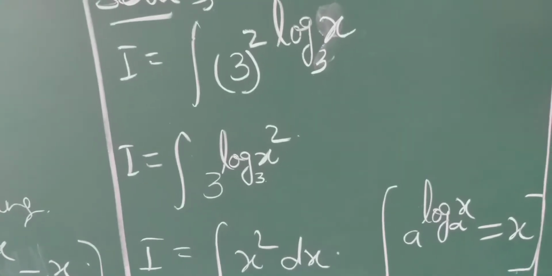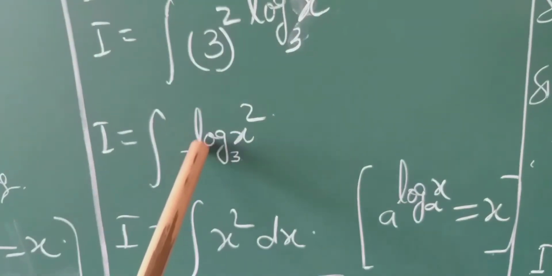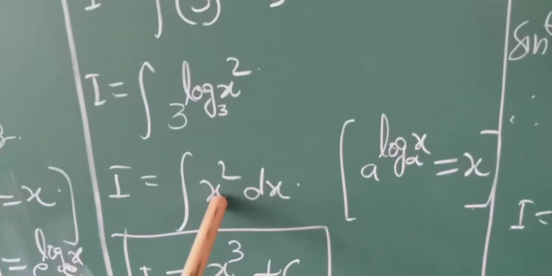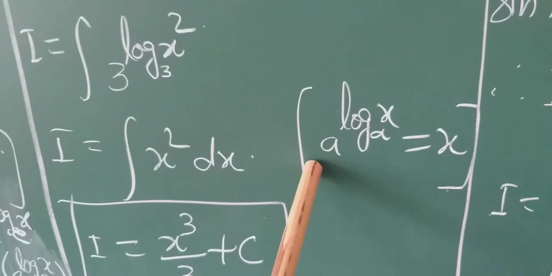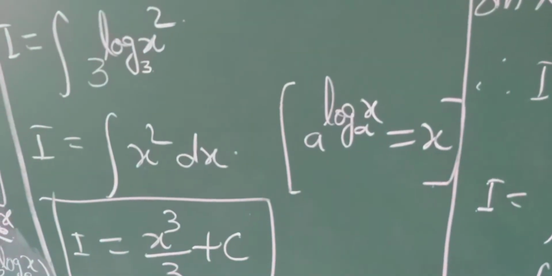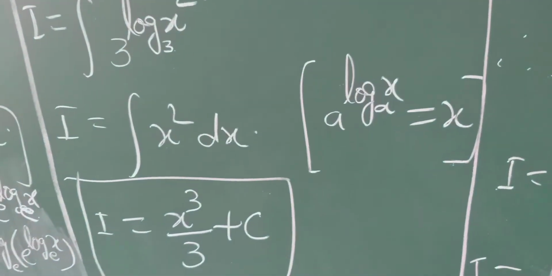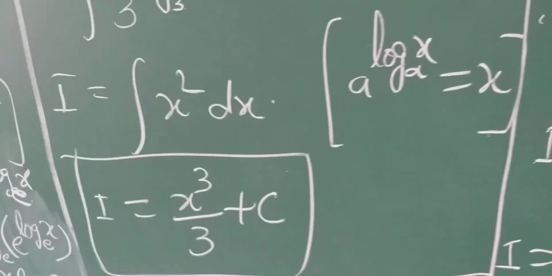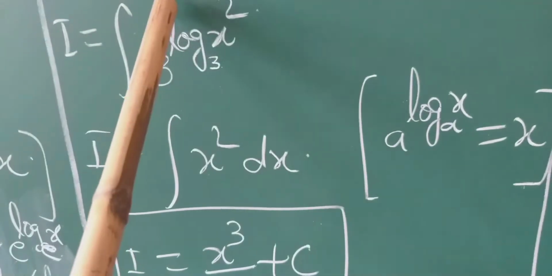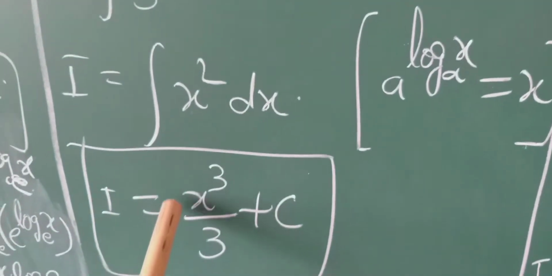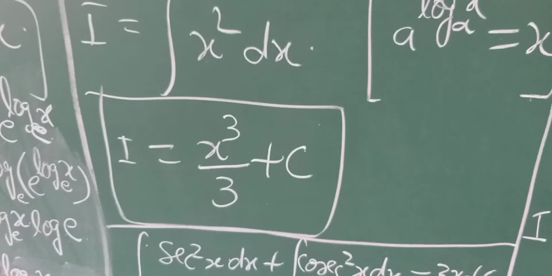Correct? So now 3 to the power log at the base 3 x square equals x square, because we know that a to the power log x at the base a equals x. We can prove this in the same way as we proved e to the power log x equals x. So now students, 3 to the power log at the base 3 x square equals x square dx. So its integration is x cube upon 3 plus c.